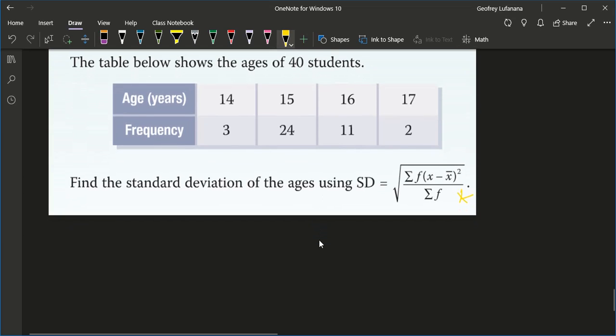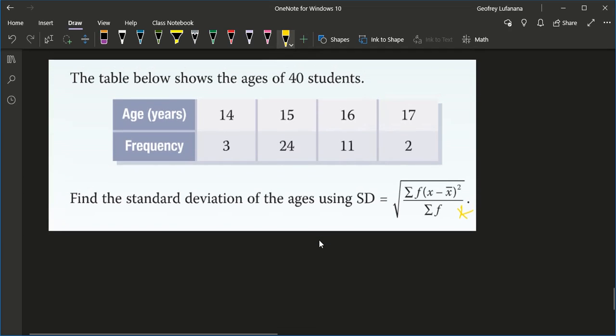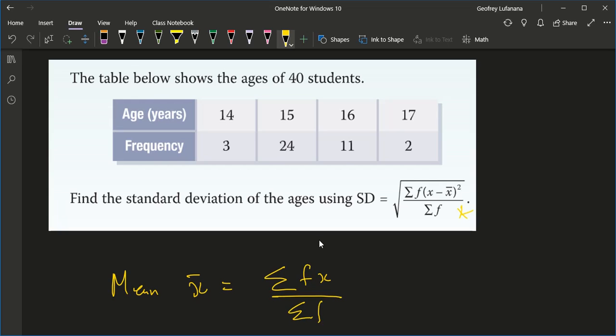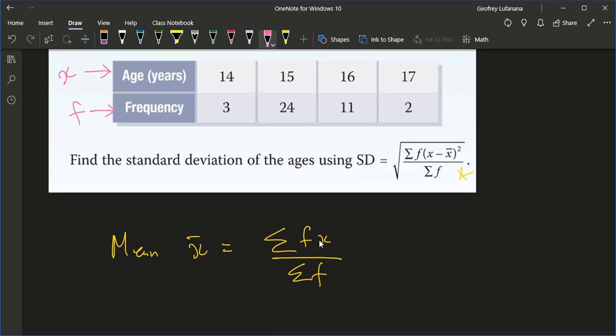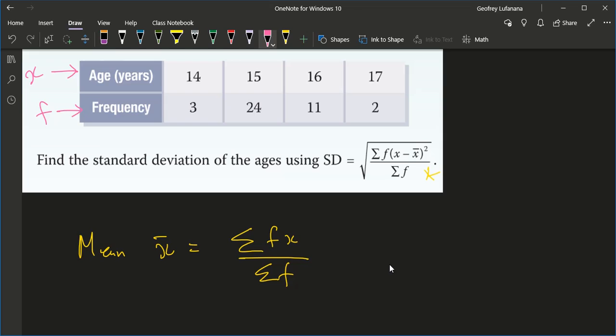And we're required to find the standard deviation, but specifically using this formula. So depending on the formula, we get to calculate specific things. In this case, in all cases, we need to first calculate the mean. So we know that the mean, which is x bar, is going to be summation fx over summation f. Now from our data, this is our x and this is our f. So I am going to go on multiplying the individual columns.